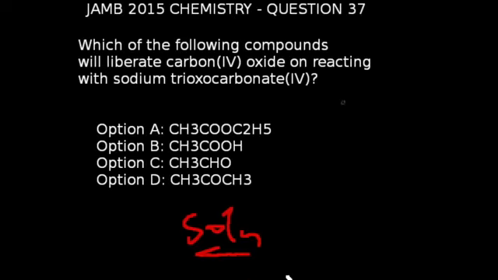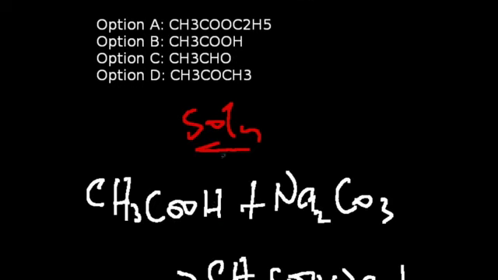Question 37 of JAMB 2015 chemistry exams. Which of the following compounds will liberate carbon(IV) oxide on reacting with sodium trioxocarbonate(IV)? The correct answer to this question is option B, which is ethanoic acid.